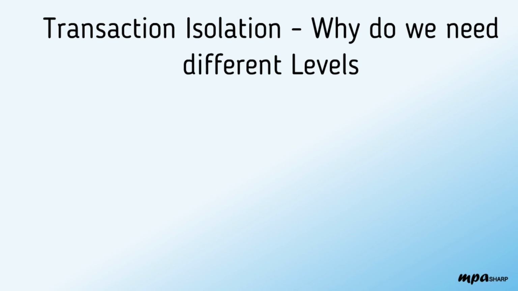Isolation levels are SQL Server's way of letting you decide which of these phenomena you are willing to tolerate in exchange for better performance and concurrency. Stricter levels prevent more phenomena but can cause more blocking because transactions are waiting for each other. So it is a trade-off between concurrency and data integrity.